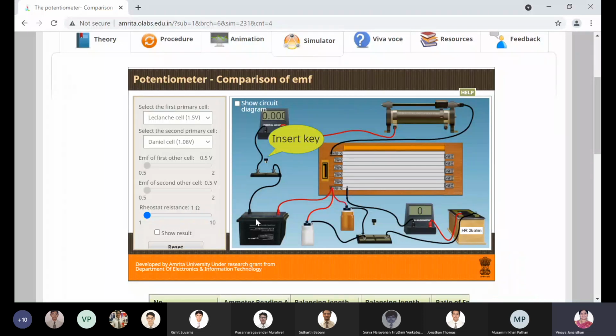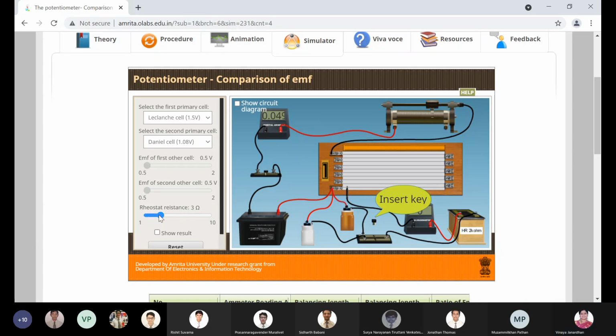So I've taken Leclanché cell, I have taken Daniell cell. Now let me include this key, so I can move my rheostat. Let me see how much I can move. Name of the cell, rheostat resistance. So only the resistance is being changed. I'll keep the rheostat resistance at current as 0.50 ampere.